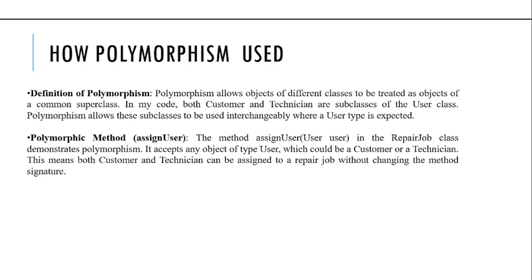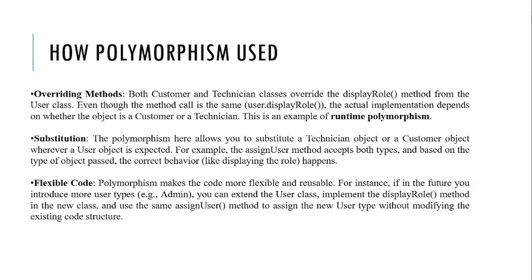Polymorphic method: the method assign user in the repair job class demonstrates polymorphism. It accepts any object of type user, which could be a customer or a technician. This means both customer and technician can be assigned to a repair job without changing the method signature.